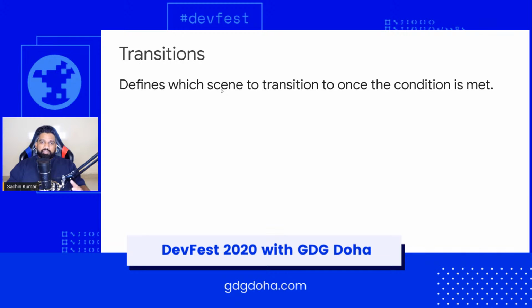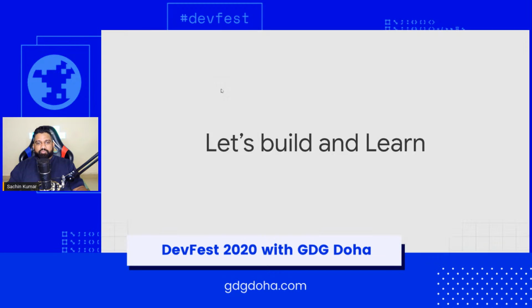And transitions is pretty much simple. It basically defines which scenes to transition to once a condition is met.